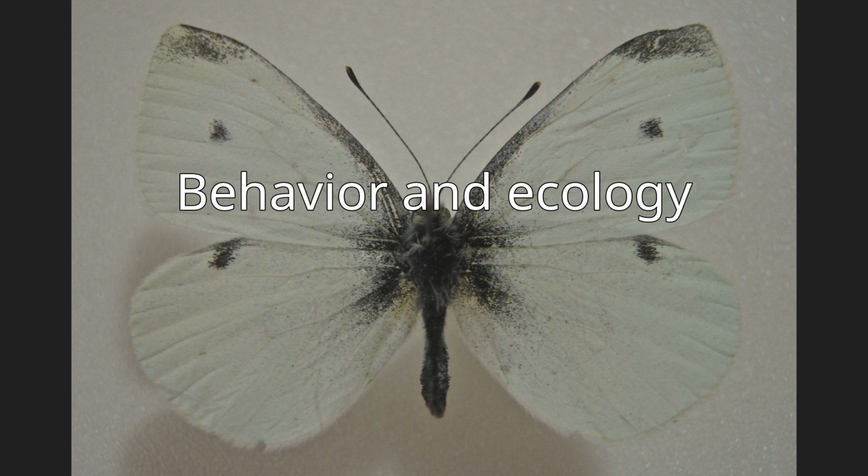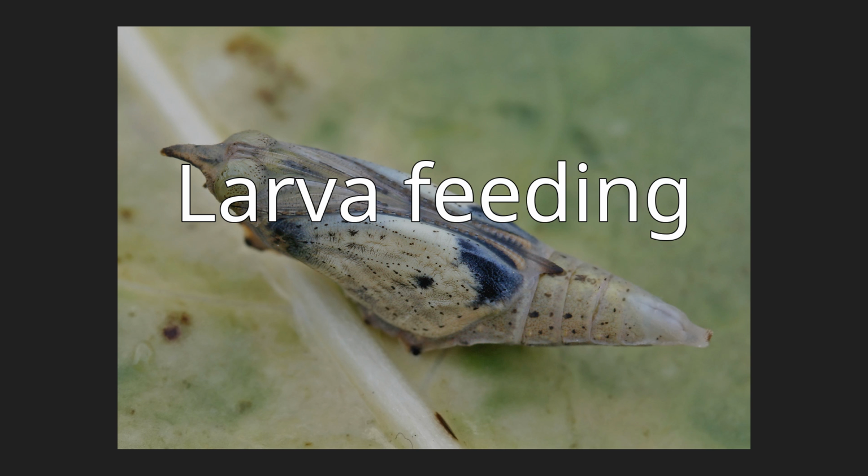Behavior and ecology. Larva feeding. The P. rapae larva is voracious. Once it hatches from the egg, it eats its own eggshell and then moves to eat the leaves of the host plant. It bores into the interior of the cabbage, feeding on the new sprouts. The mustard oil from the host plant makes the larva distasteful to birds.